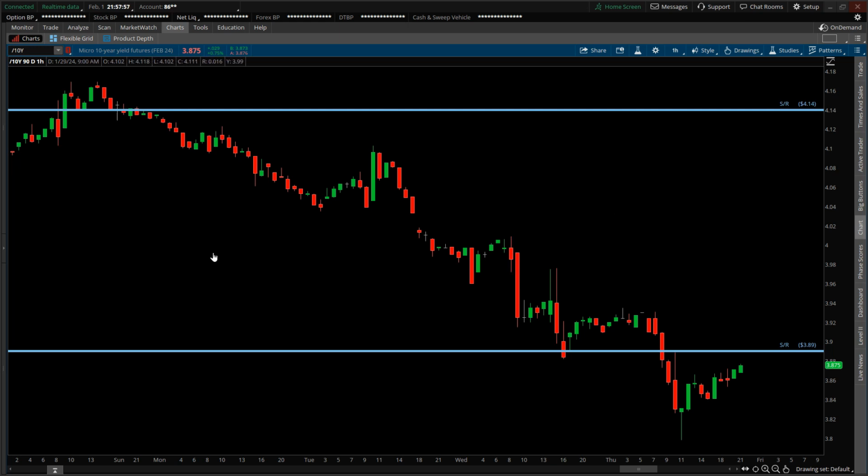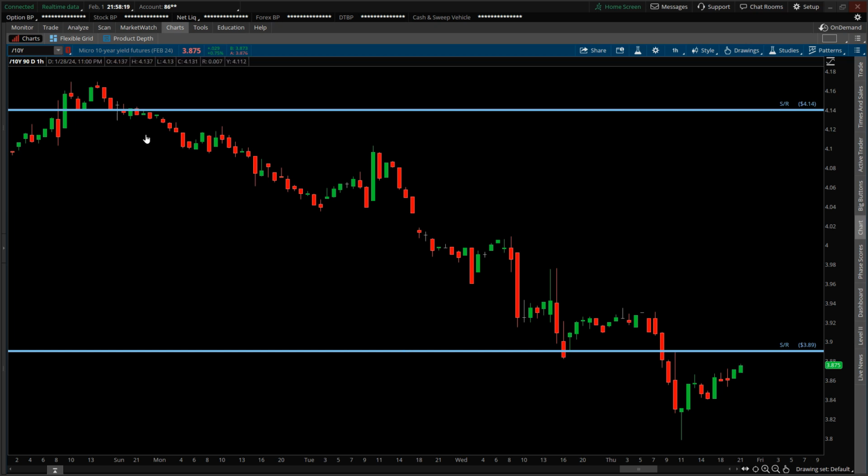So this is the 10-year yield at the 1 hour time frame. Now instead of each candlestick being a day's worth of trading, each candlestick is an hour's worth of trading. And so far, it appears that price is trying to retest 3.89, the local support resistance level.